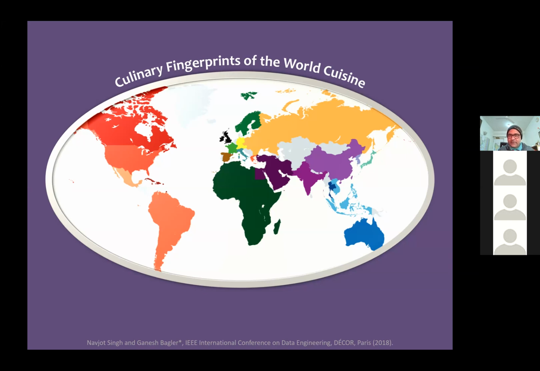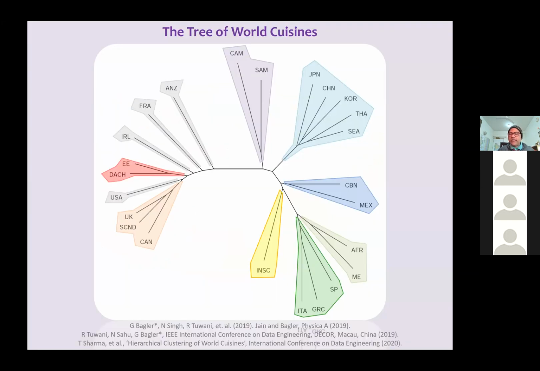We went ahead and wanted to ask this question about the evolution of cuisines. Think about it. Starting from the agricultural revolution, cuisines have evolved over a long period of time. Over the last 15,000 years or so, they have changed. The question is, what are the similarities and dissimilarities of different cuisines? And how do they shape up over time?